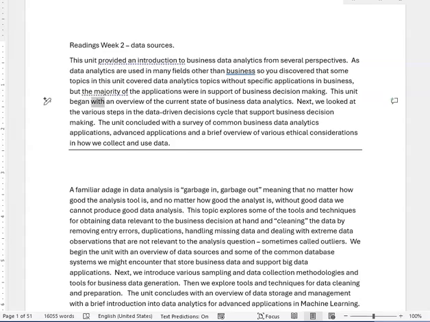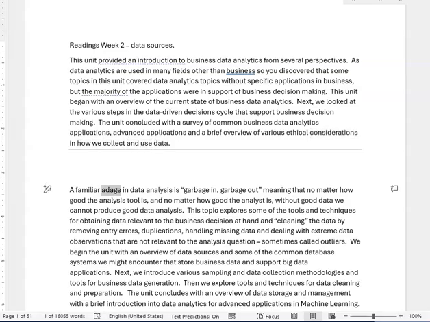This unit began with an overview of the current state of business data analytics. Next, we looked at the various steps in the data-driven decision cycle that support business decision-making. The unit concluded with a survey of common business data analytics applications, advanced applications, and a brief overview of various ethical considerations in how we collect and use data.